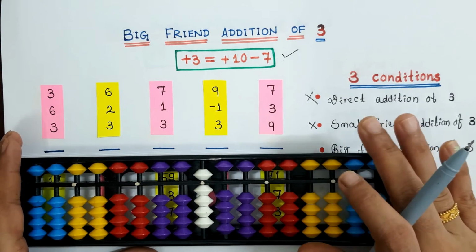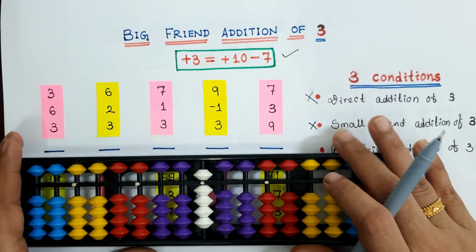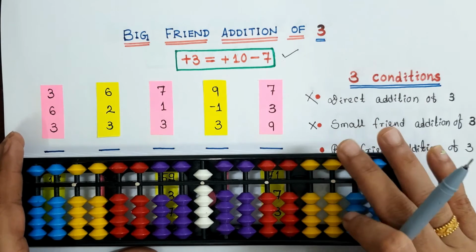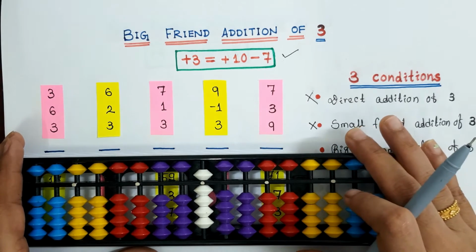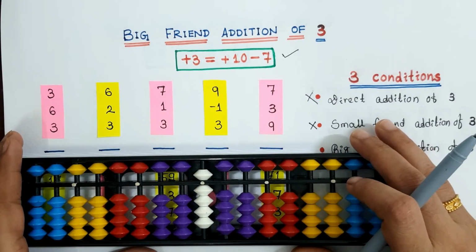Already we have learnt the big friend concept, conditions for big friend and two big friend addition formulas, that is big friend addition of 1 and big friend addition of 2. The links of these videos are in the description.